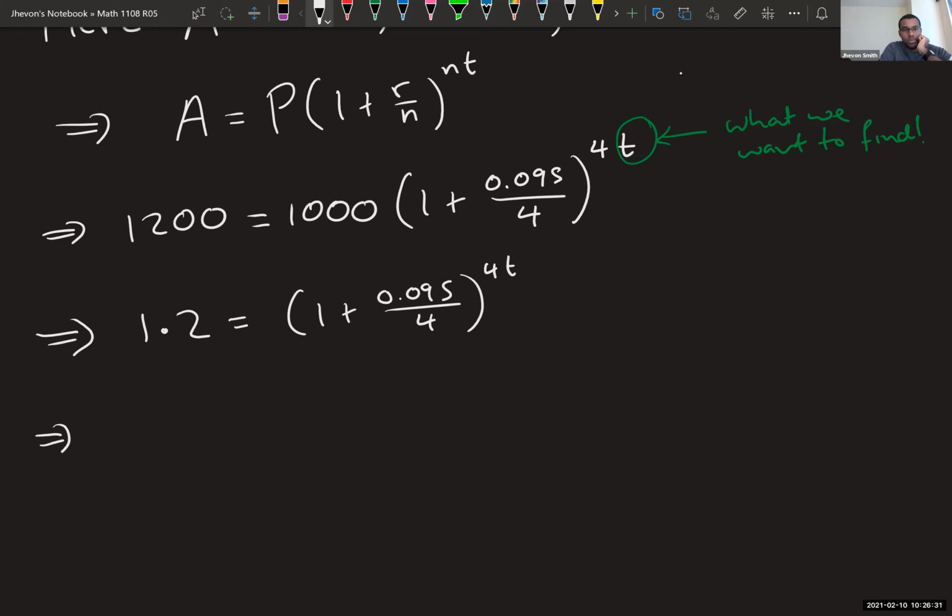Can you simplify the parentheses portion? So 1 plus 0.095 over 4. We could. Not necessarily at this point, but we could. Yeah, what did you get for that? I got 1.023. So 1.02. Yeah, so there's a danger in that. You'd probably want to use more decimal points.